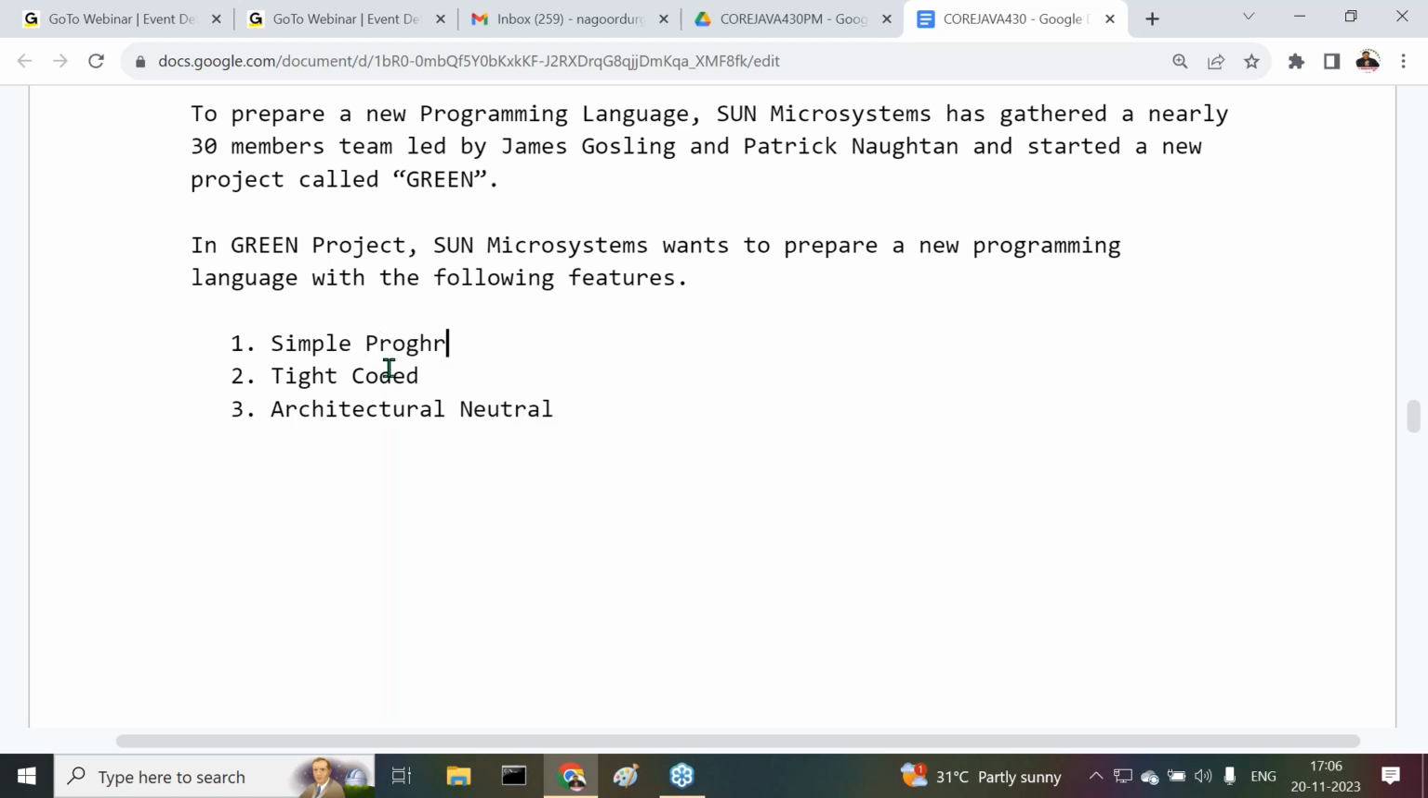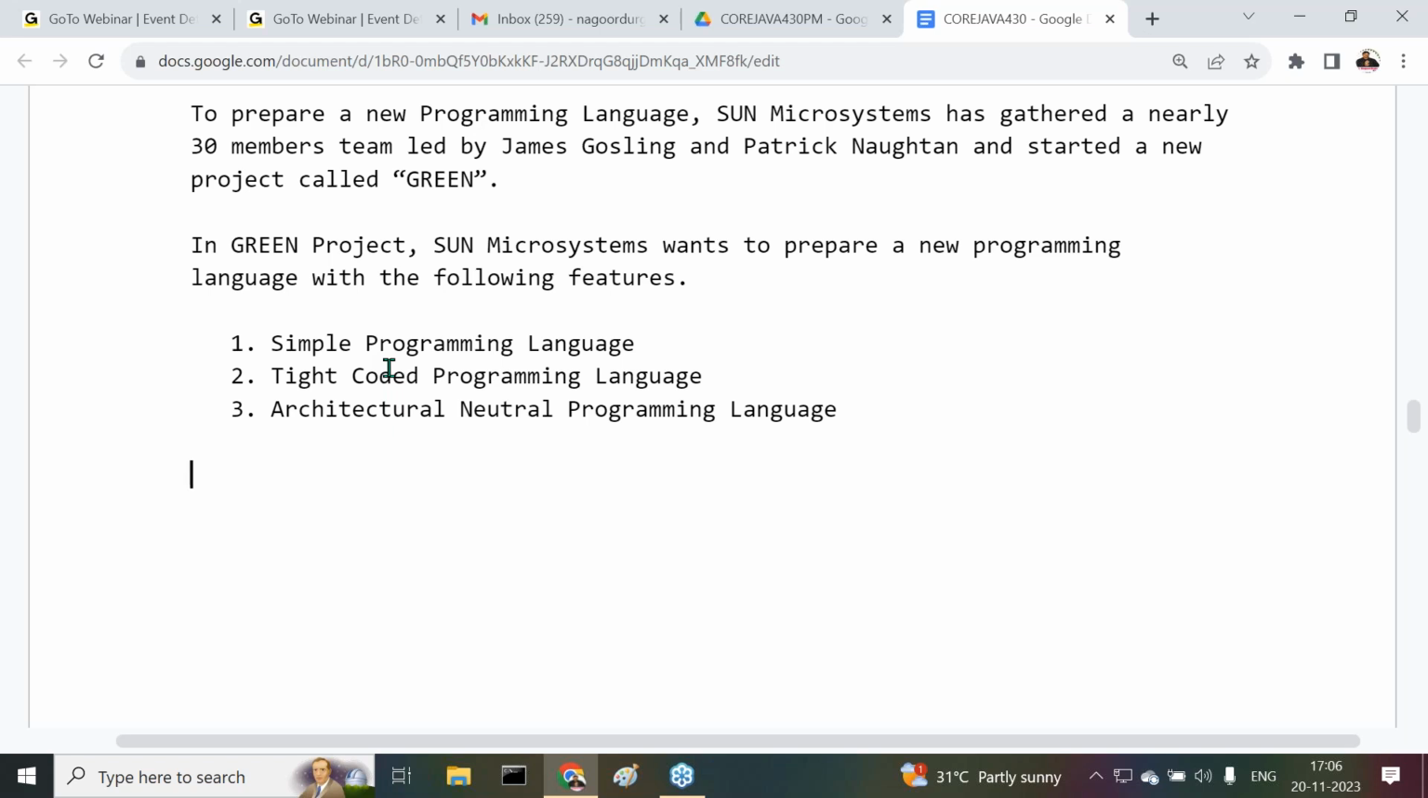First one is what there? A simple programming language. Next one is a tight coded programming language. Next one is an architectural neutral programming language. Only these 3 qualities are what some people want to see in their new programming language. That means these are the 3 factors they want to achieve through this new programming language. Please remember one point.